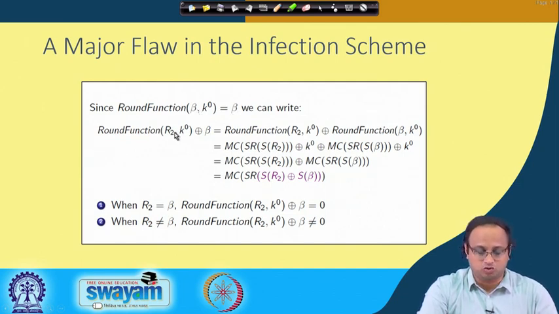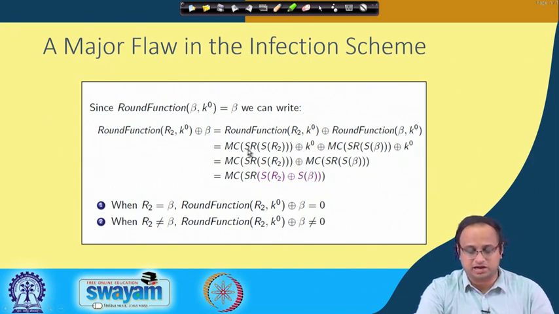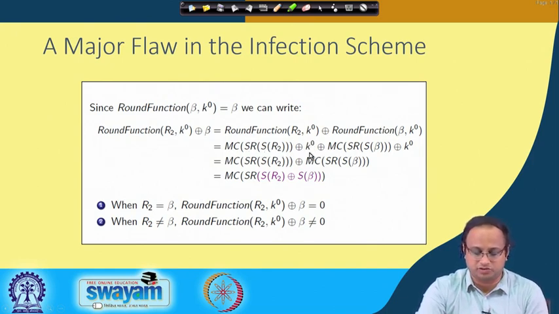But now imagine that R2, because of some kind of pollution, is not equal to beta. What is the result of this computation? You can easily observe that this round function can be broken up into the AES components: the S box, followed by the shift row function, followed by the mixed column operation. And that applies for both these round functions, because they are exactly the same. So this operates on R2 comma K0, whereas this operates on beta comma K0, and you can therefore write this operation as MC SR S applied on R2 XORed with K0, which is a round key, XORed with again MC applied on SR, applied on S of beta XORed with K0.